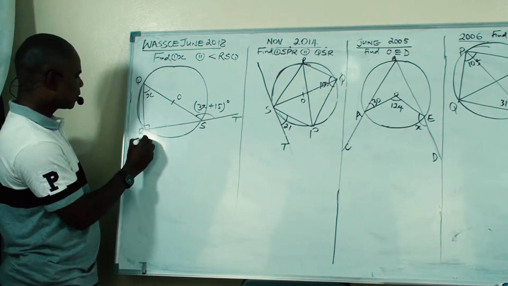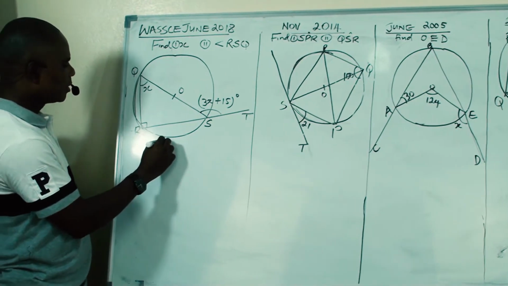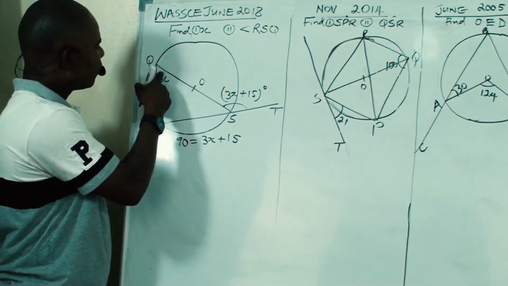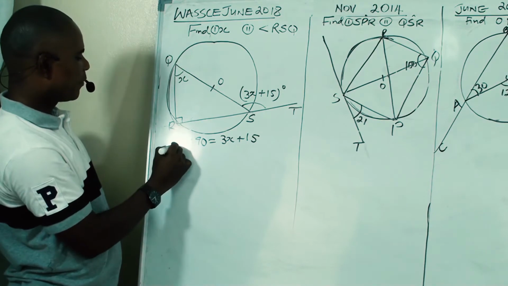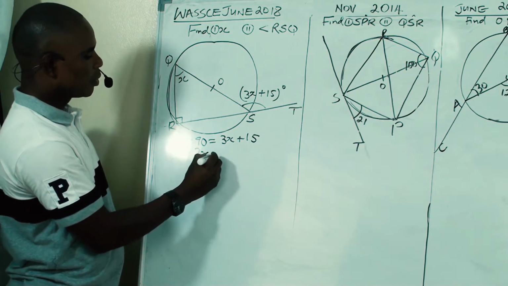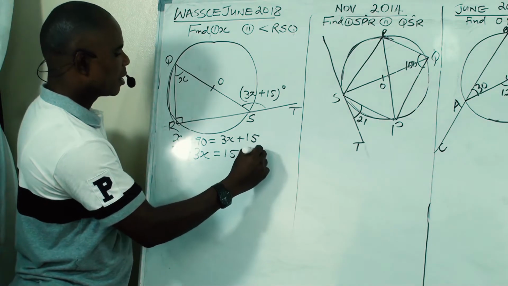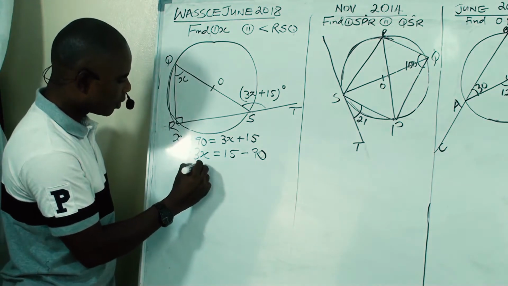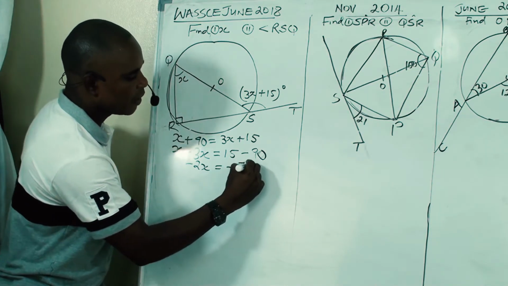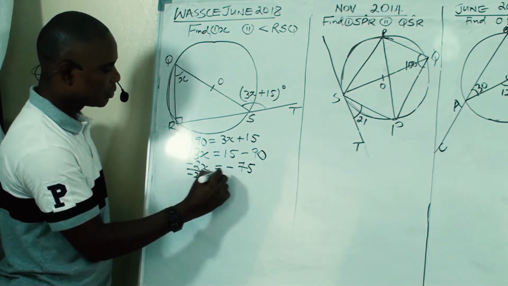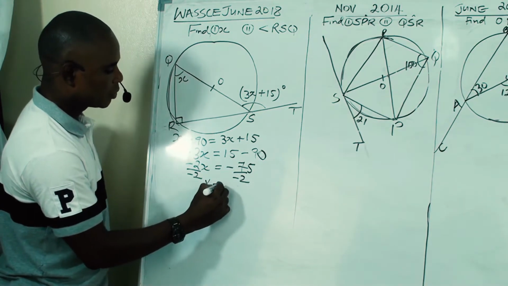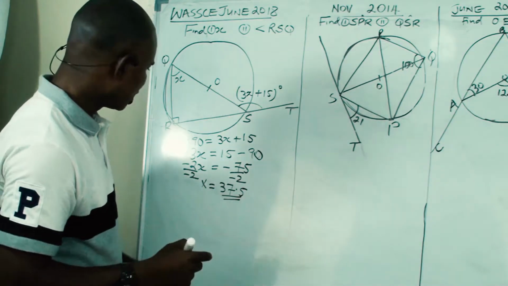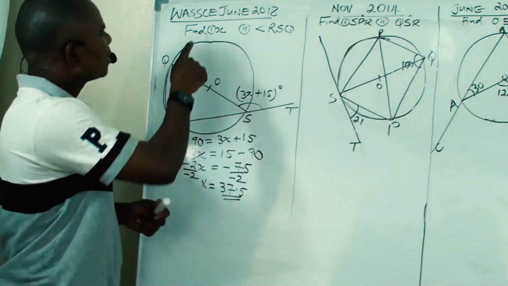So if I have x plus 90, it must give us 3x plus 15. That's the meaning: the sum of opposite interior angles equals the exterior angle. So I find x minus 3x is equal to 15 minus 90. What I did was to transpose over there. Watch this. Now we have minus 2x is equal to minus 75. If I divide both sides by minus 2, I'll have x equals 37.5. So watch out for that. That's 37.5, which is half of 75. So that is the value of x.